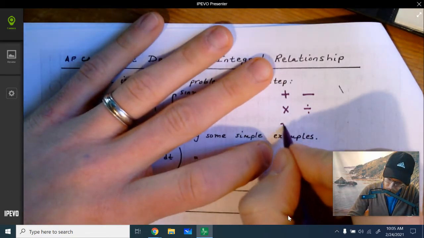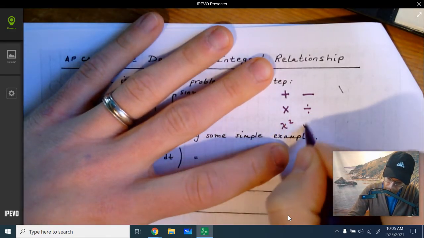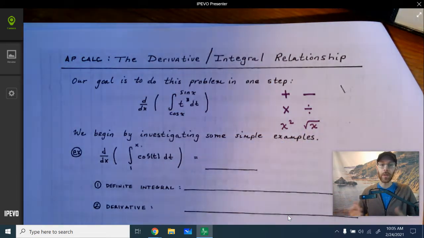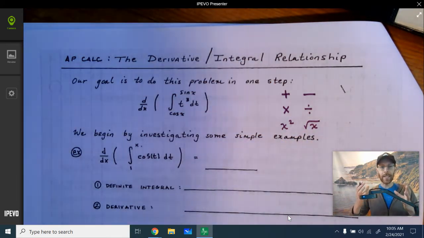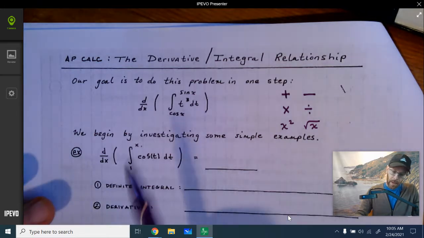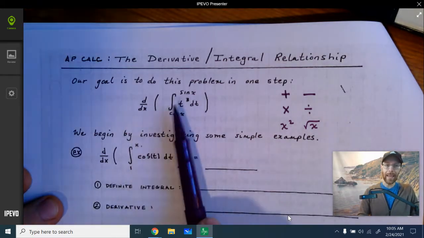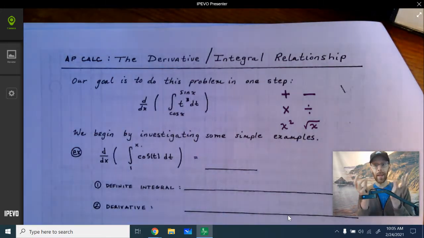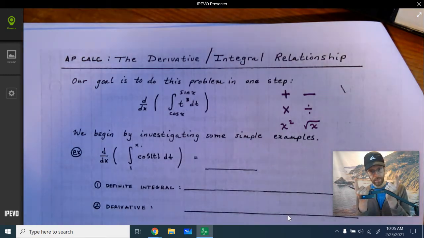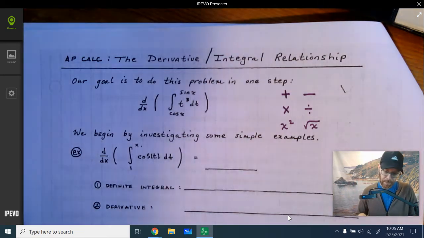Finally, we've got squaring and square rooting. They also undo each other. So the question for today is the derivative and the integral. Are they inverses? Let's find out.